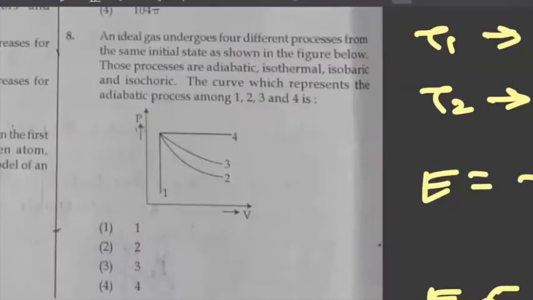So the next one is, an ideal gas undergoes 4 different processes from the same initial state as shown. They're giving me a PV curve, and they're giving me 1, 2, 3, 4 curves. These processes are adiabatic, isothermal, isobaric, and isochoric. So the curve which represents the adiabatic process. Obviously adiabatic has to be a curve, so it's either the second or the third one. But if you compare with an isothermal process, then adiabatic process has a steeper curve. So of the two, the steeper curve is the second one. Okay. So that should be the answer.